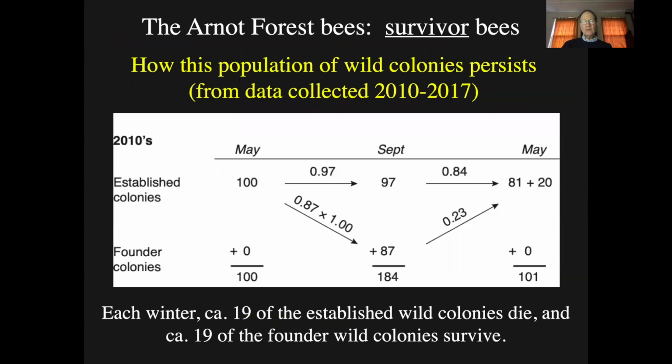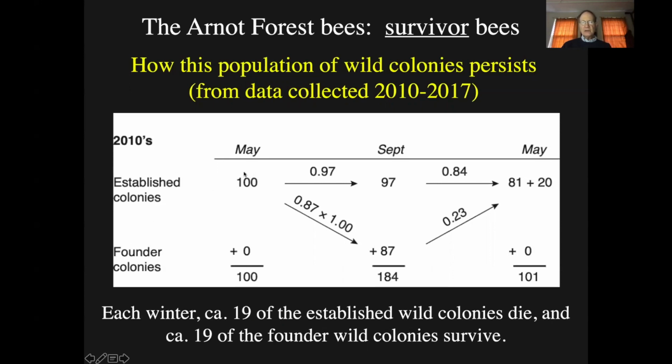And here's a way to look at this. This slide illustrates how a population of wild colonies persists. This is based on data I collected from 2010 to 2017, where I'm just checking nest sites that are occupied. And here's the logic of how it works. Let's say you've got 100 locations where bees are living in a tree or a building, and you know that they're there from the previous fall. Those would be what I would call established colonies.